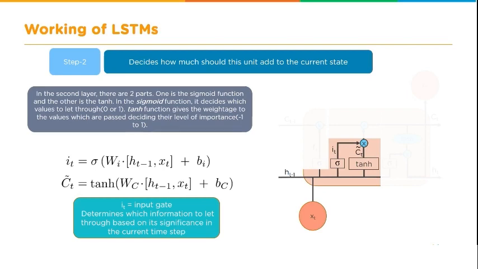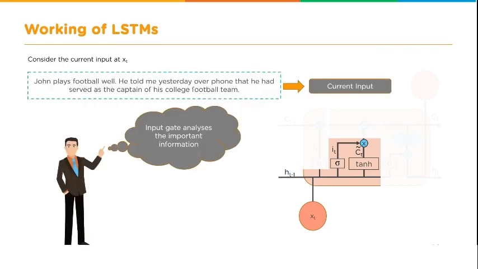Very important steps in any of the neural network layers, whether we're propagating the information from one to the next, or we're just doing a straightforward neural network propagation. Let's take a quick look at what this looks like from the human standpoint, as I step out of my suit again. Consider the current input at x of t. John plays football well. He told me yesterday over the phone that he had served as a captain of his college football team. That's our input.